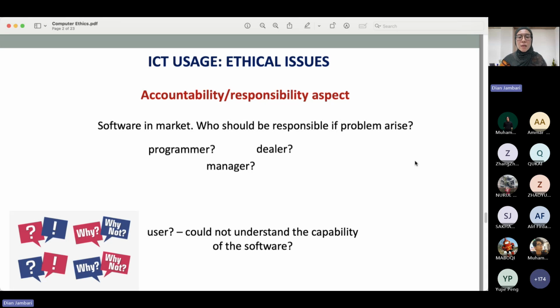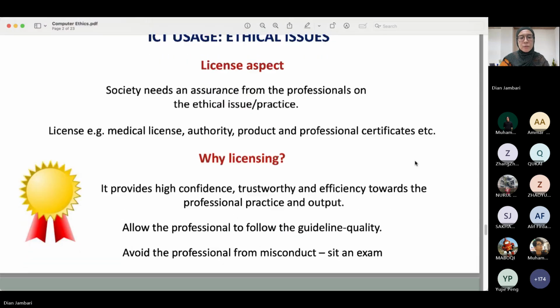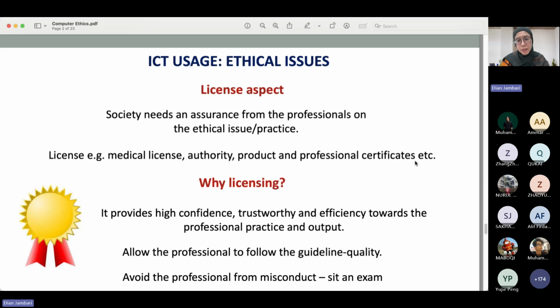So different roles in relation to the use of IT, as ICT or computer professionals, we need to know each of our roles and we need to know the responsibility of each of these roles. So when any issues happen or arise, in order to maintain ethical values, we need to understand and be sure of who should be responsible and accountable for the problem. It's because different roles will have different focus and also responsibility in relation to the software. Okay, so that is from the aspect of accountability.